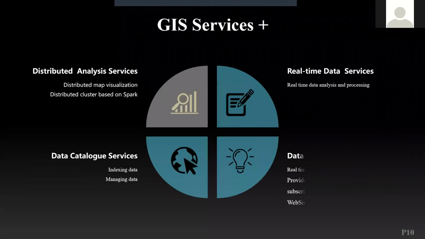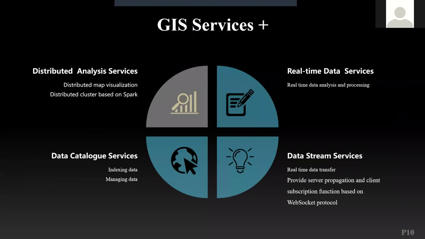All right, and besides these eight functions, there are some other new functions added by the new version of our server. The first one is the distributed analysis service, which is related to the big data service. It is related to big data analysis, where we can do distributed map visualization and distributed clustering based on Spark.